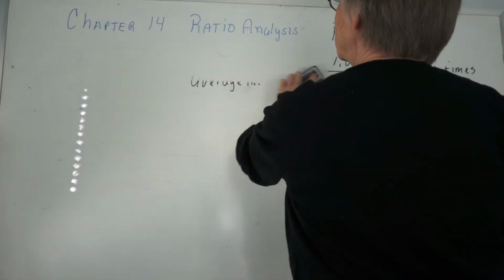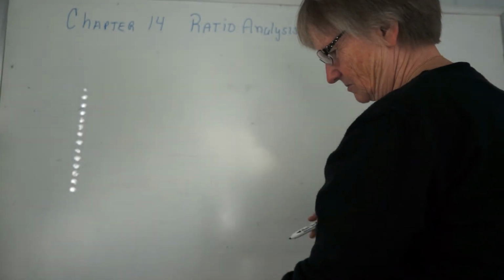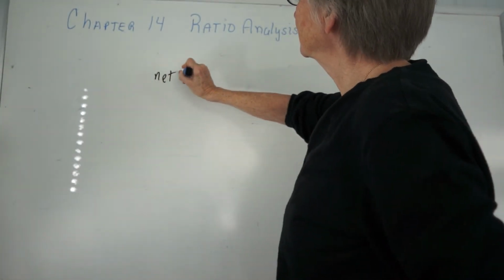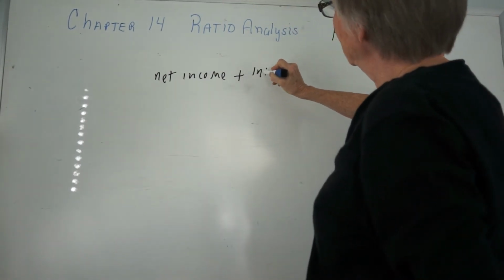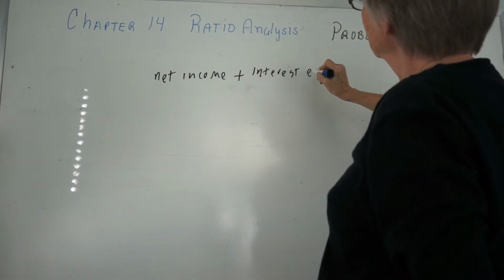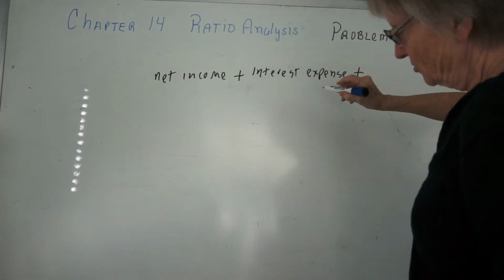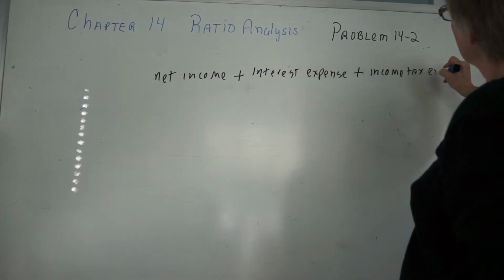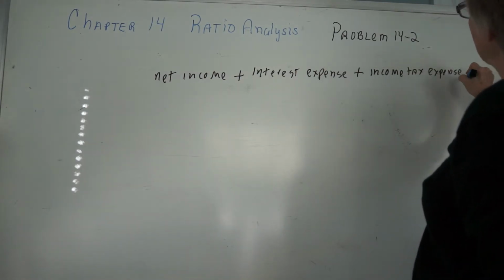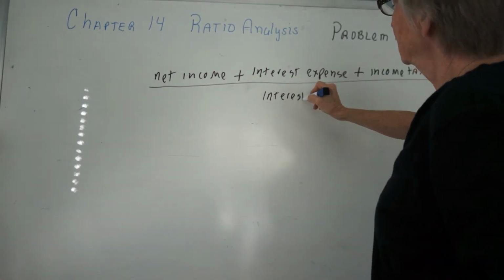The next one we get to is times interest earned. Okay, and this is going to be net income plus your interest expense. Make sure you don't pick up interest revenue. Plus your income tax expense. And you're going to divide that whole thing by your interest expense.